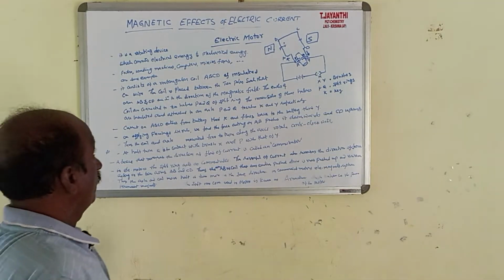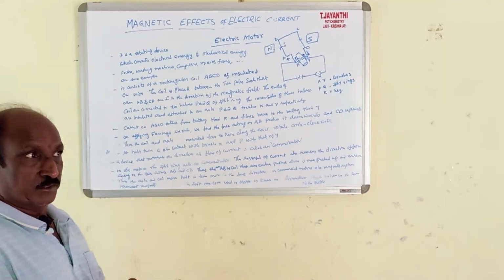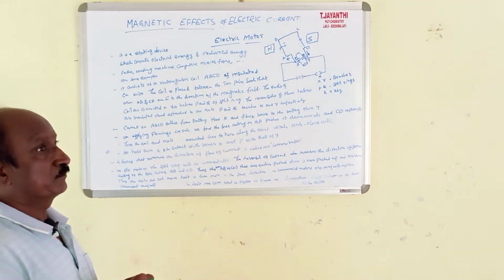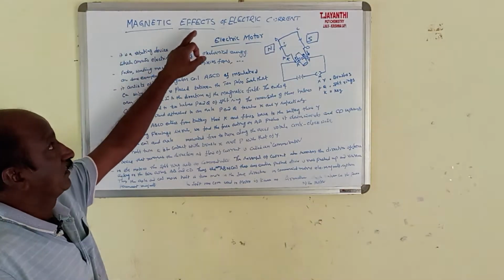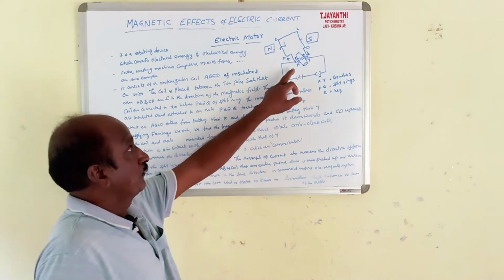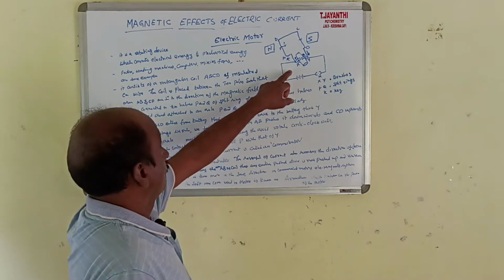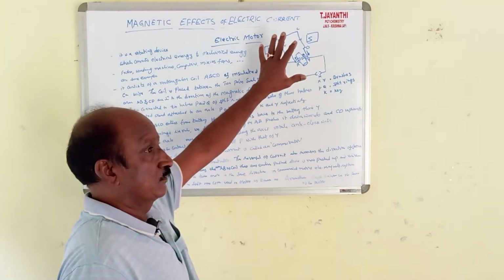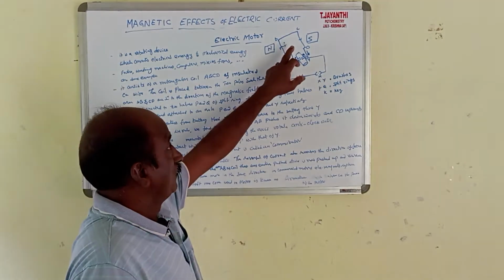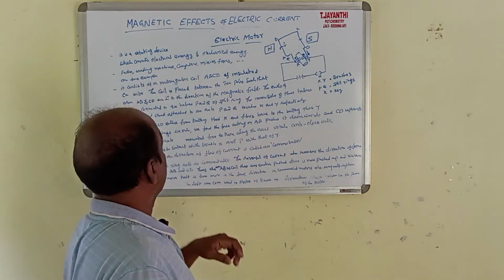Hello children. Now we see how an electric motor works. Electric motor is a concept discussed under magnetic effects of electric current. Okay? The schematic diagram of this electric motor is presented here on the board, you see here. What we understood from the diagram is it is a rotating device. So the electric motor is a rotating device.